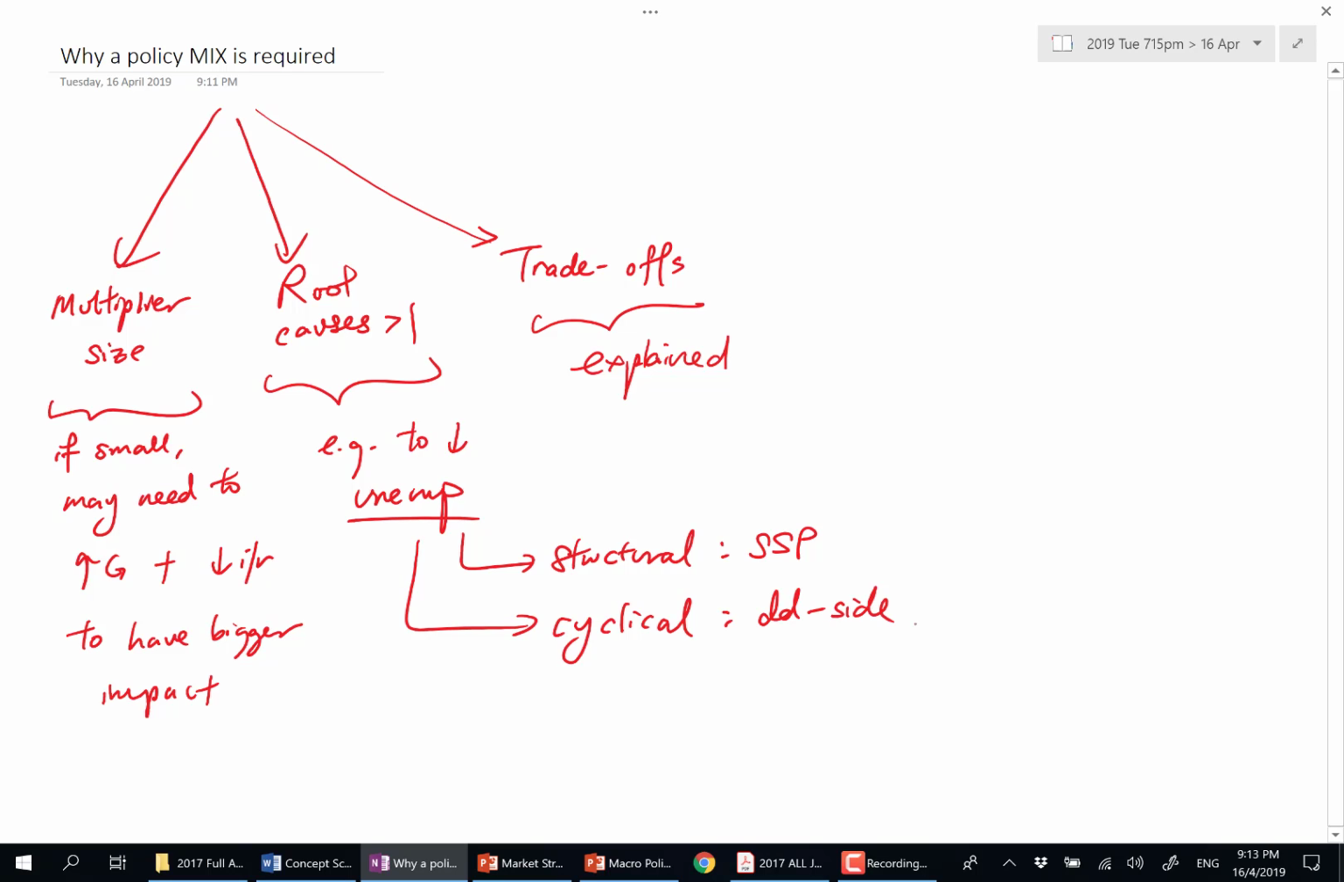Same thing for inflation, right? Cost push, short run supply side. Demand pull, demand side policies. Same thing for economic growth.